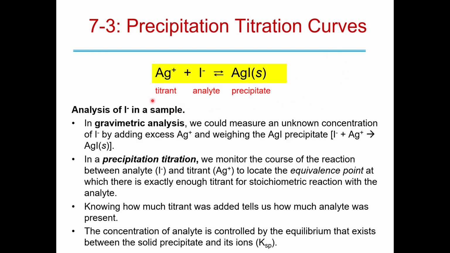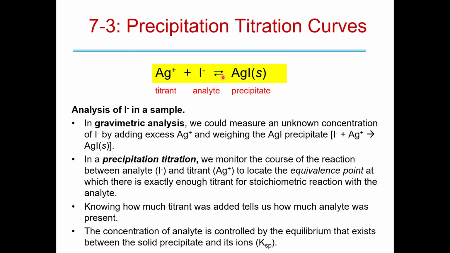Let's imagine that we wanted to analyze a sample for iodide concentration. We wanted to know how much iodide was in that sample. Well, we can make use of this reaction right here: the reaction between silver and iodide to form a relatively insoluble ionic compound, in fact a very insoluble ionic compound. This would be the precipitate. So this is our precipitation reaction, and that's why we call these precipitation titrations.